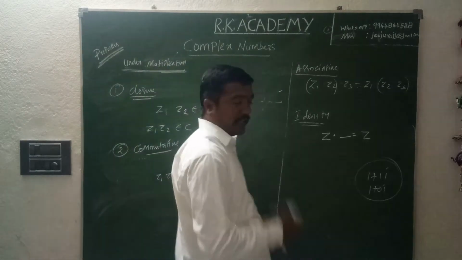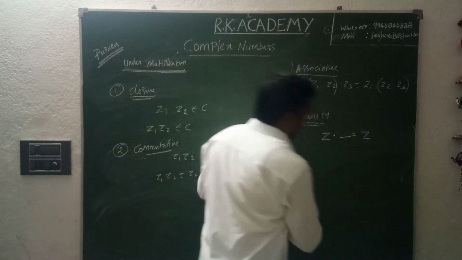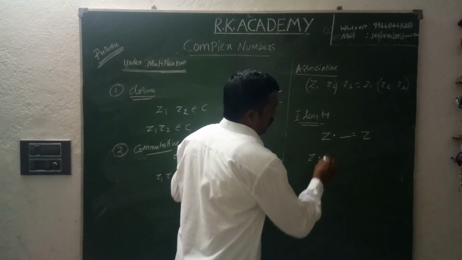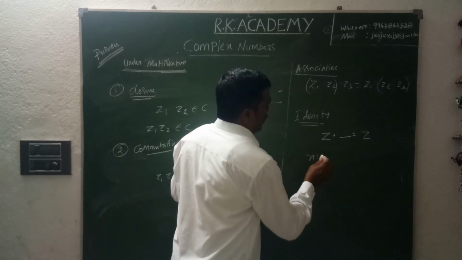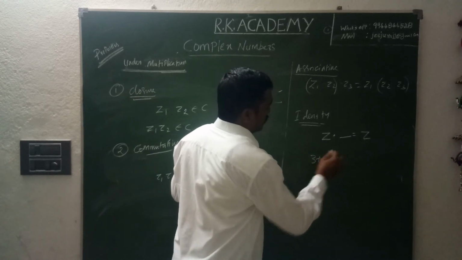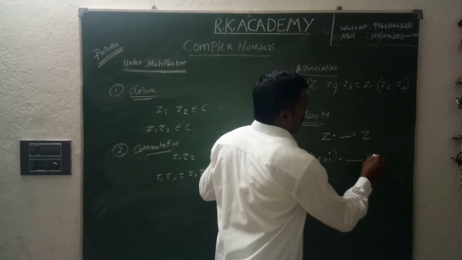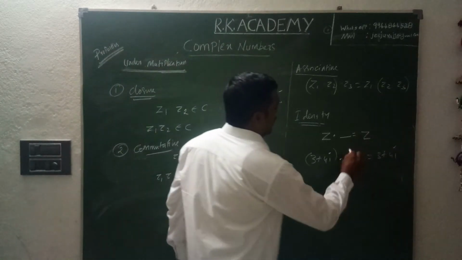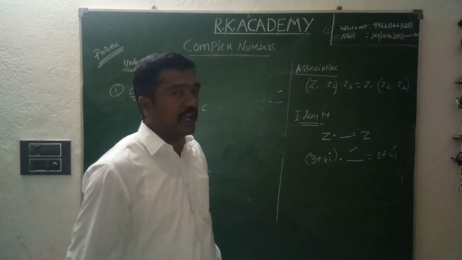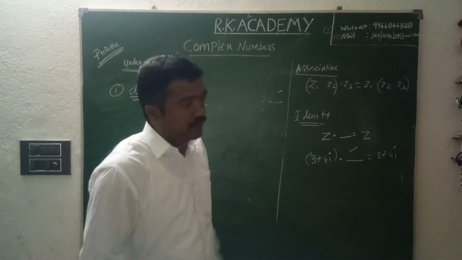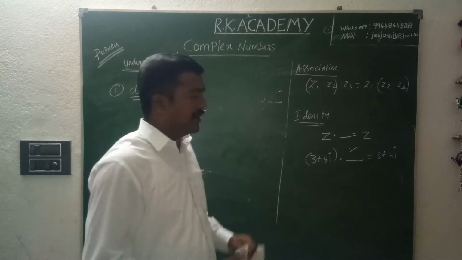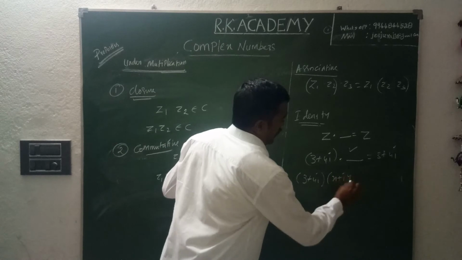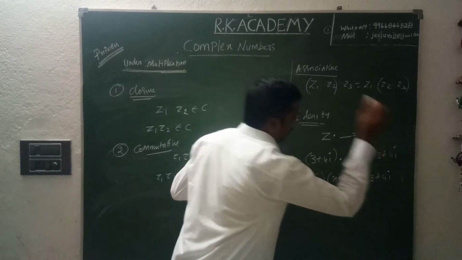Now we are going to find the identity. How to find the identity? Listen. Z into something is equal to z. Shall we take 3 plus 4i into something equal to 3 plus 4i. So how to find the identity here? Now I am taking the identity as x plus iy. We are going to find x plus iy, so that is the identity. Yes, 3 plus 4i into x plus iy is equal to 3 plus 4i.